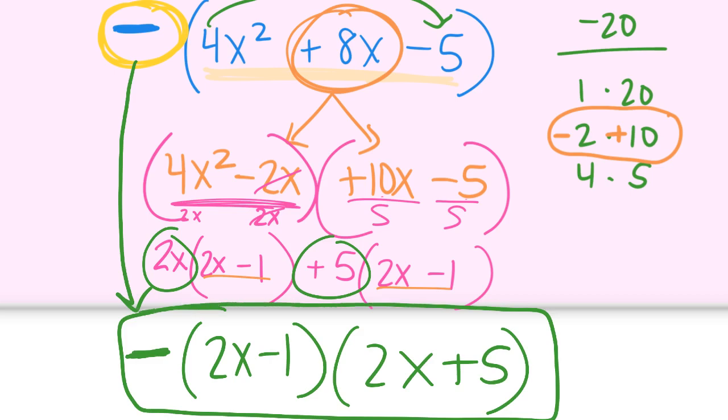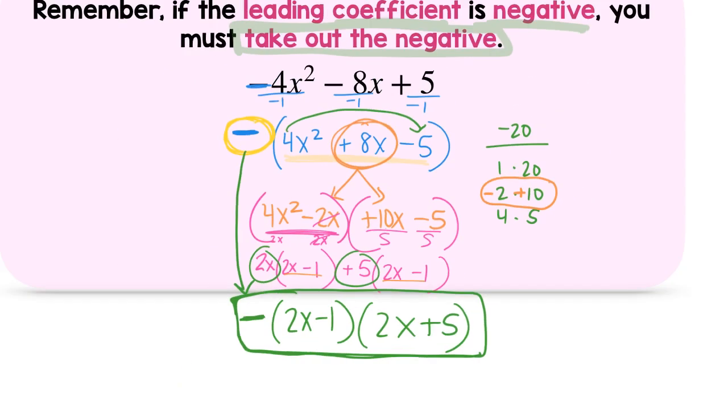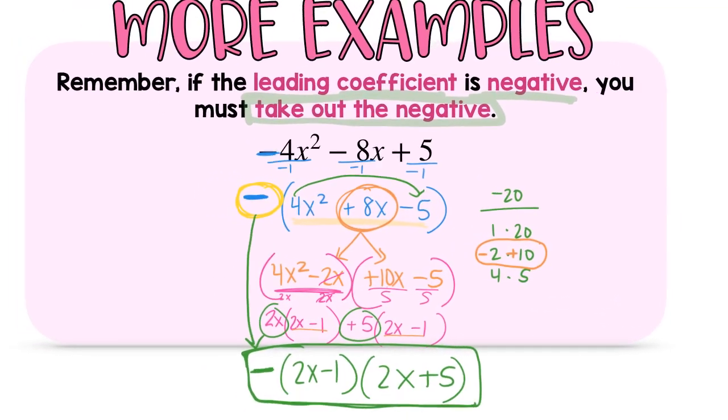So just keep that in mind. Anytime you have a negative, you have to take it out if it's in the front. Okay, so that is how you factor trinomials when there's a GCF.